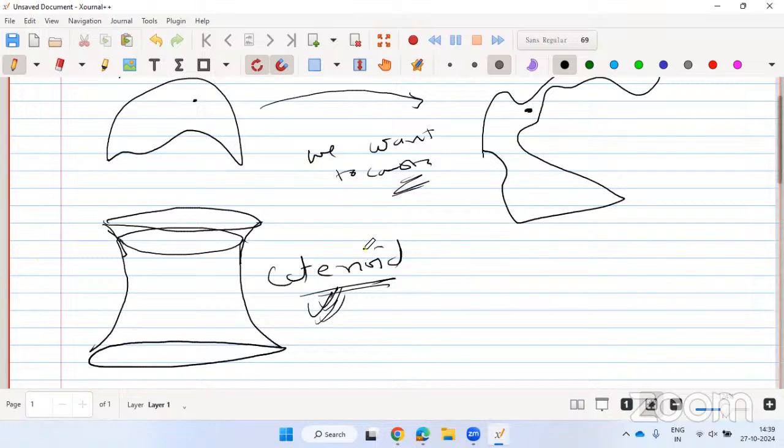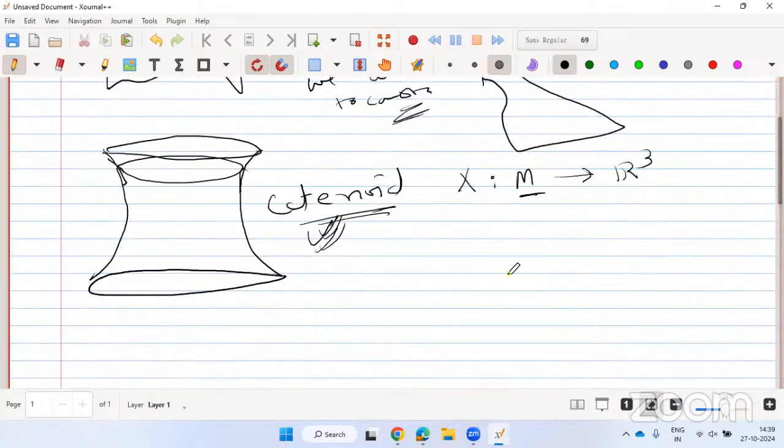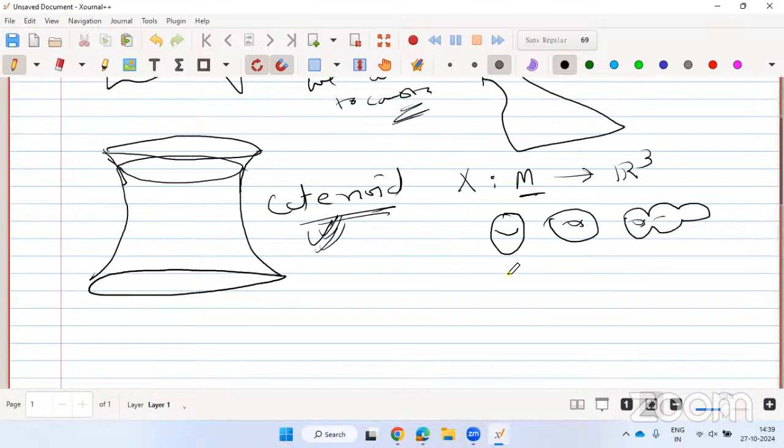But in our setting, if I want a minimal surface M in R3, this means that M is a two-dimensional manifold. What is the choice for M? A two-dimensional oriented manifold is either a sphere, or a torus, or a higher torus. These are the only topological possibilities for this M.